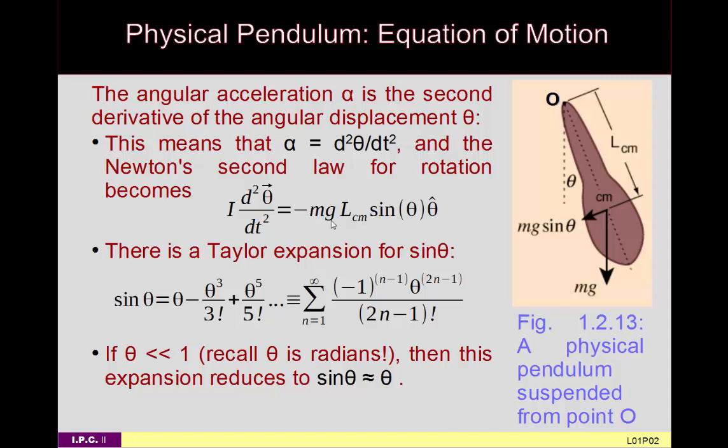And so in this case, you really need that Taylor expansion that I described earlier. So here is the Taylor expansion explicitly. Sine of theta is theta minus theta cubed over 3 factorial plus theta to the 5th over 5 factorial, etc. So here's the whole expansion. And again, if theta is much less than 1, then this term is vanishingly small compared to this term, and this term is vanishingly small compared to this term, and so on. So all these other terms vanish, and you're left with sine theta is about theta.